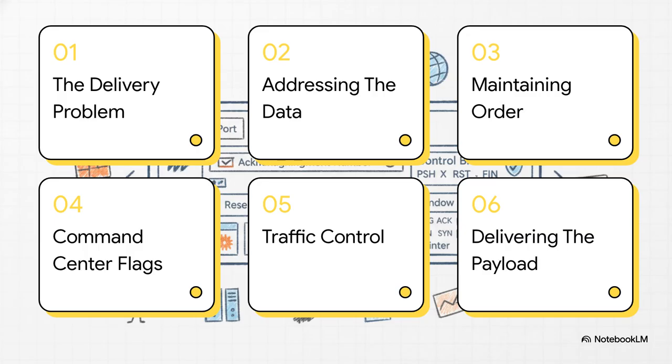First, the digital delivery problem. Second, addressing the data. Third, maintaining perfect order. Fourth, the command center flags. Fifth, traffic control and integrity. And finally, number 6, delivering the payload. Let's get right into it.